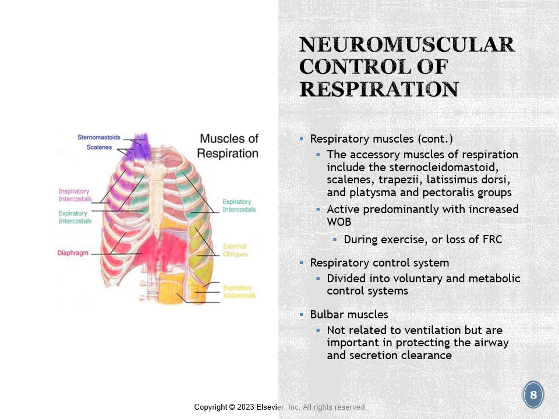These groups are active predominantly with increased work of breathing, such as exercise or loss of functional residual capacity. This can occur with infection or with neuromuscular weakness. By contributing to ribcage expansion, these muscles support inspiration during active ventilation, although some function also during quiet breathing.